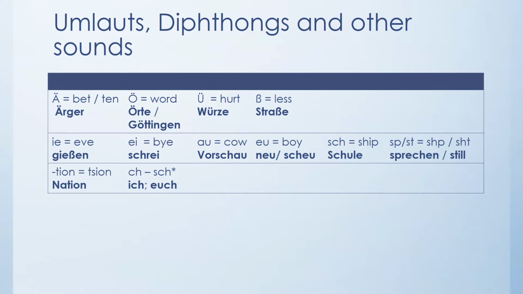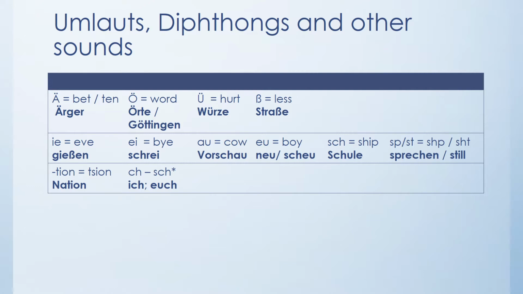So then let's move on to the other sounds. So then there's the IE sound, which actually is going to be E in German. So we would say I, they say E. So Gießen. And please note that that's a double S. So Gießen.